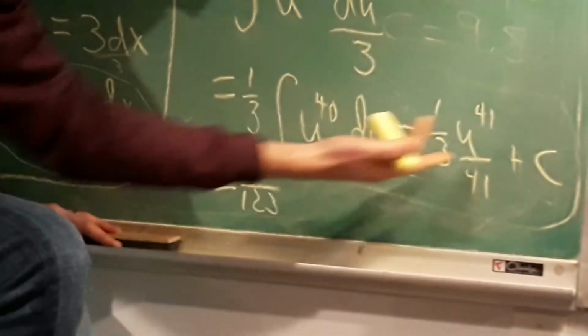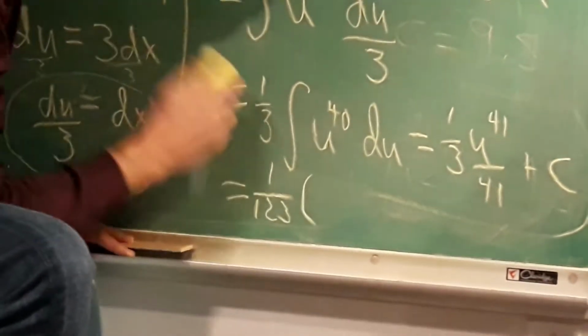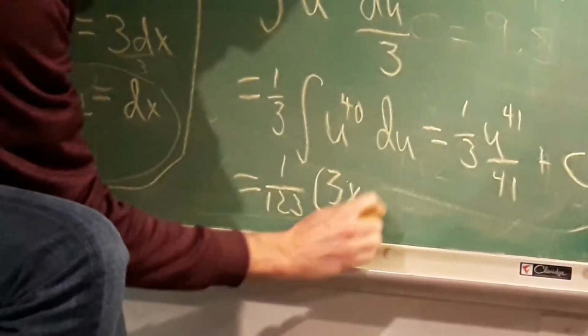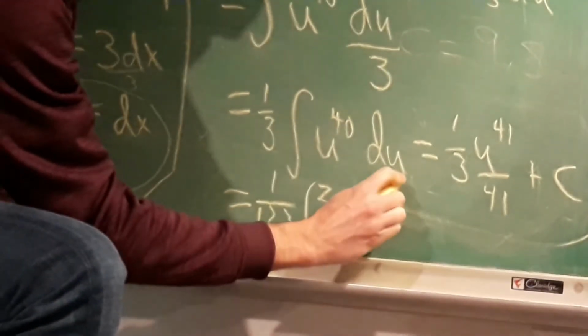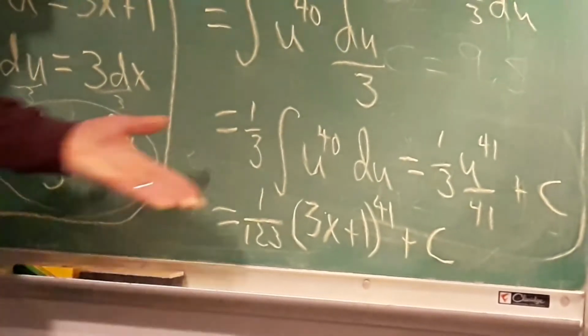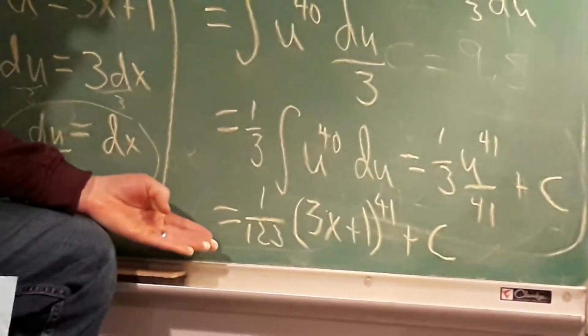And then instead of u, I'm going to fill in 3x plus 1, because we're going back to x for our final answer. So 3x plus 1 to the 41st plus a constant. That's written as our final antiderivative in terms of x.